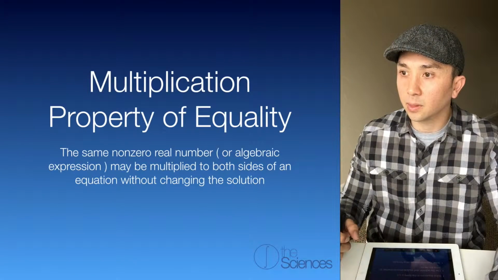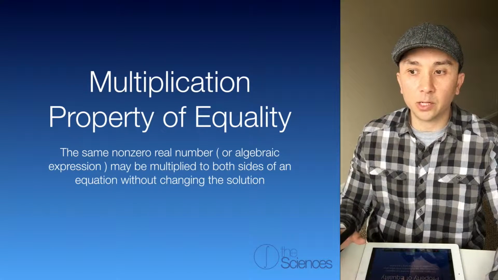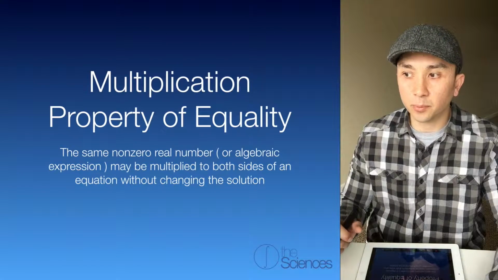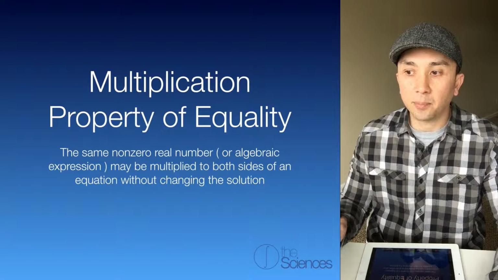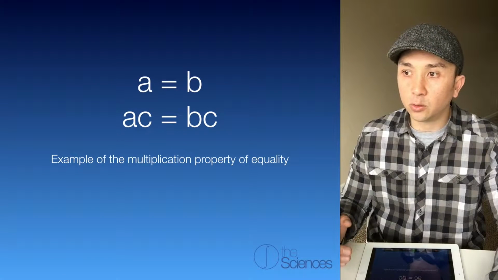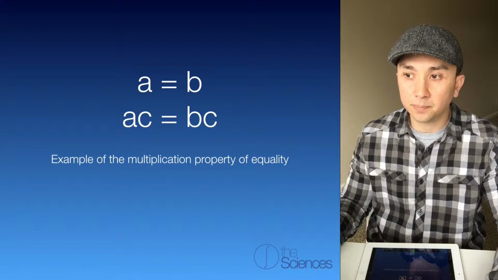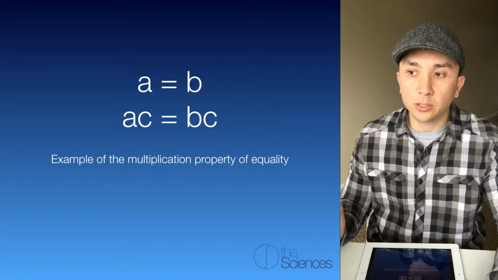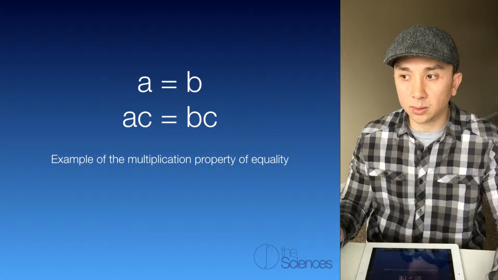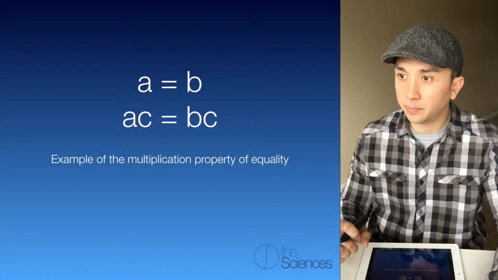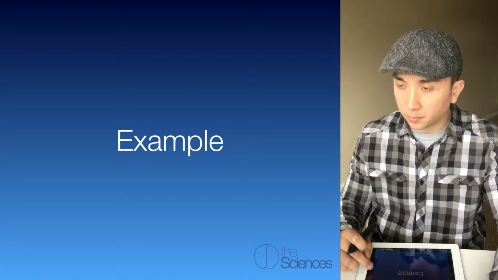formulas. So the multiplication property of equality states that the same non-zero real number or algebraic expression may be multiplied to both sides of an equation without changing the solution. So if we have a equals b, we can multiply c to both sides to get a times c equals b times c without changing the solution. So let's go over an example.